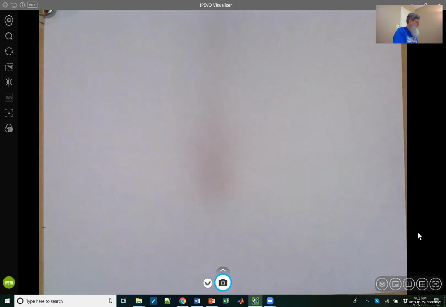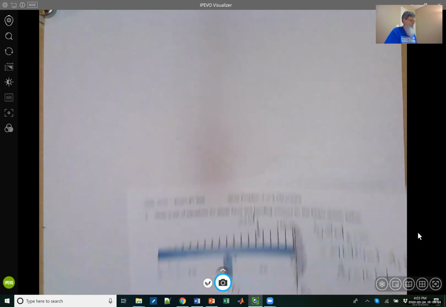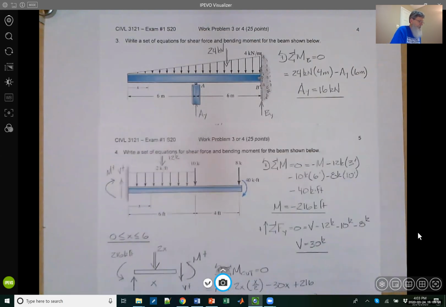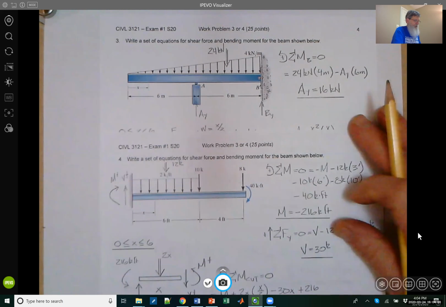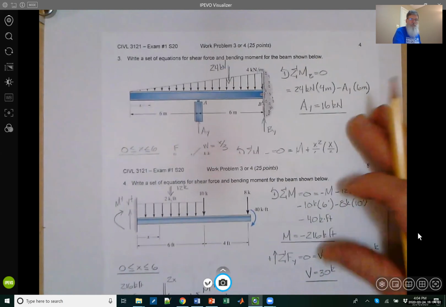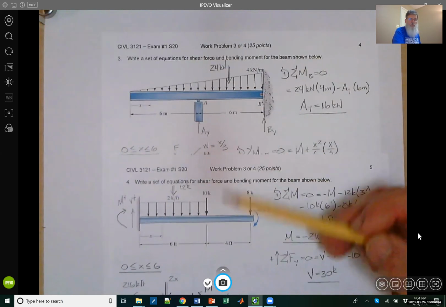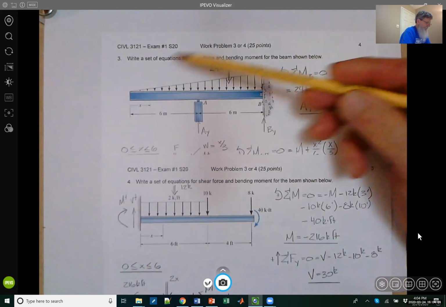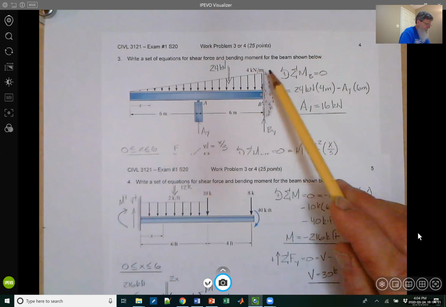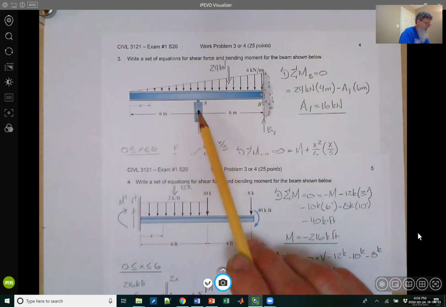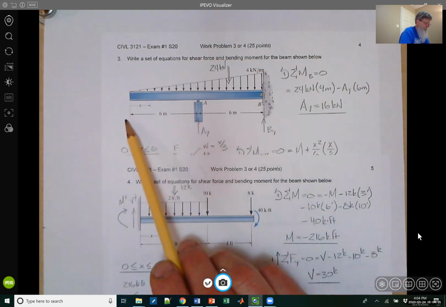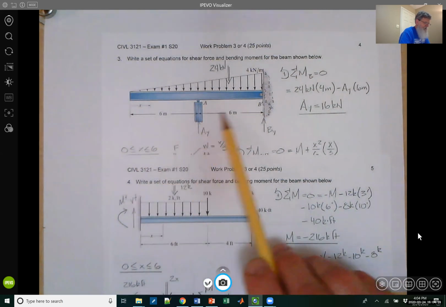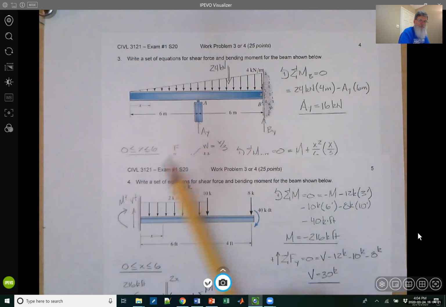All right, so now 3 and 4 are to find shear force and bending moment equations. So again, I'm gonna use the same strategy I did before. I'm gonna investigate problem 3 and problem 4 and see which one is gonna be a little easier. So let's see, problem 3, I've got a continuous load. That's a good thing. But this reaction is gonna force me to write one set of equations for 0 to 6 and a second from 6 to 12. So that's 2 I have to write.